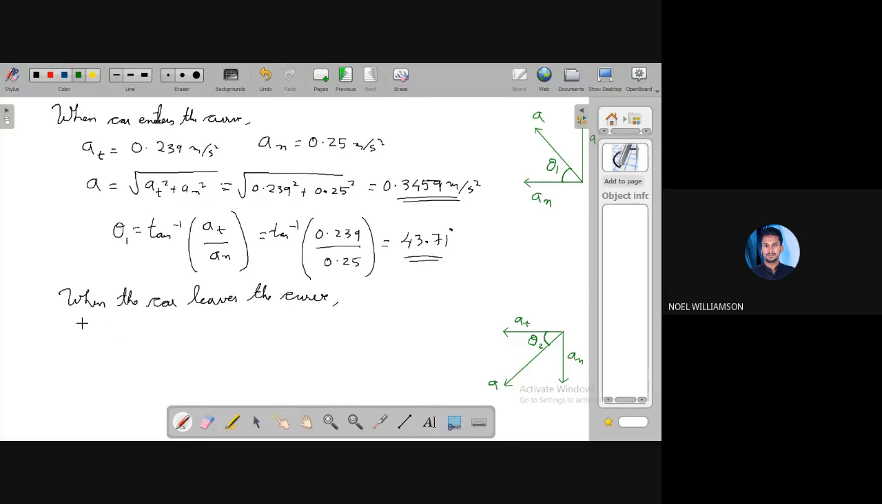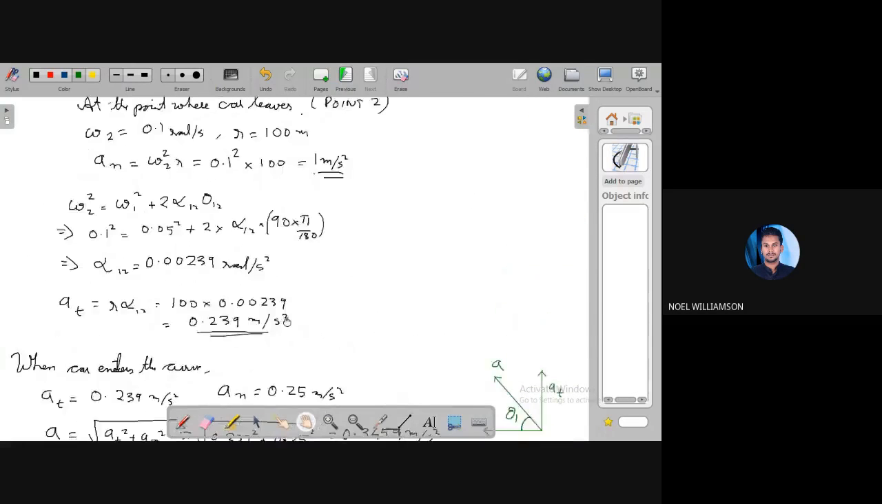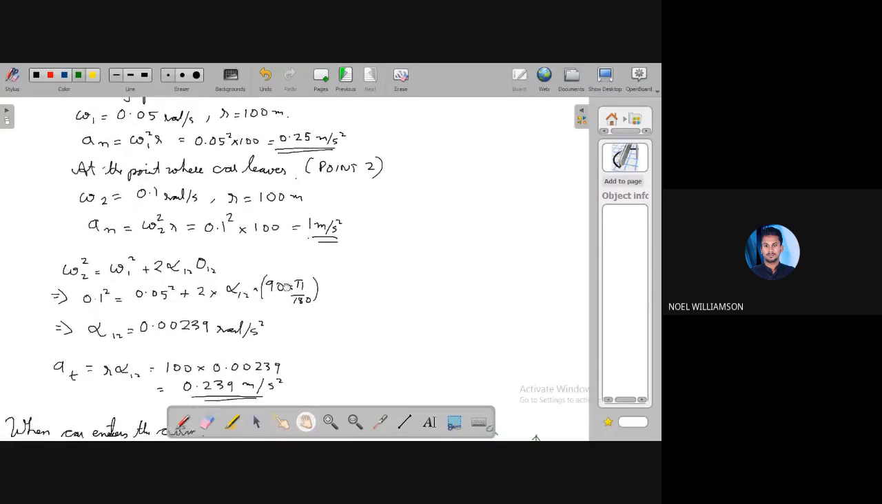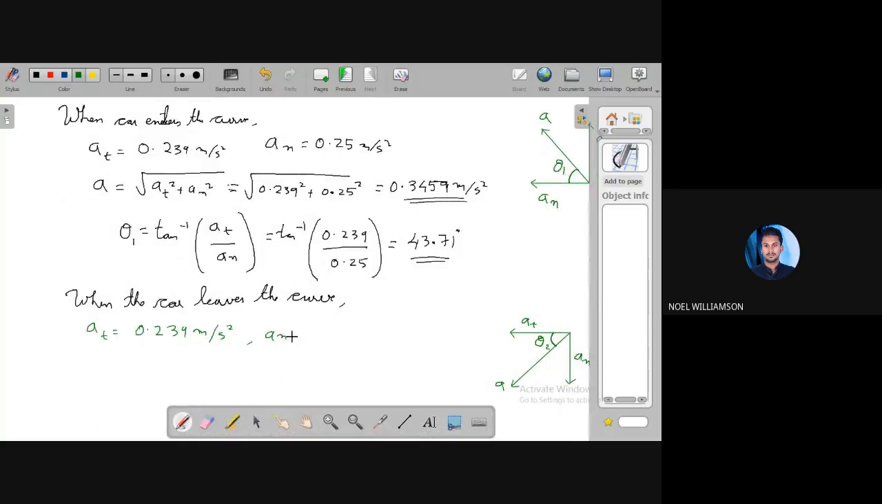So here in the second case, at is 0.239 itself, because it is constant. And an, when it leaves the curve, is 1 meter per second square. Now substituting the values, a equals root of at square plus an square, equal to root of 0.239 square plus 1 square, which is equal to 1.0282 meter per second square.